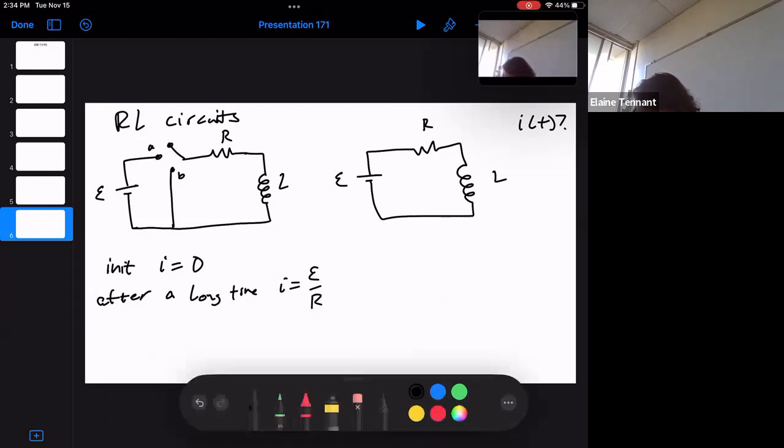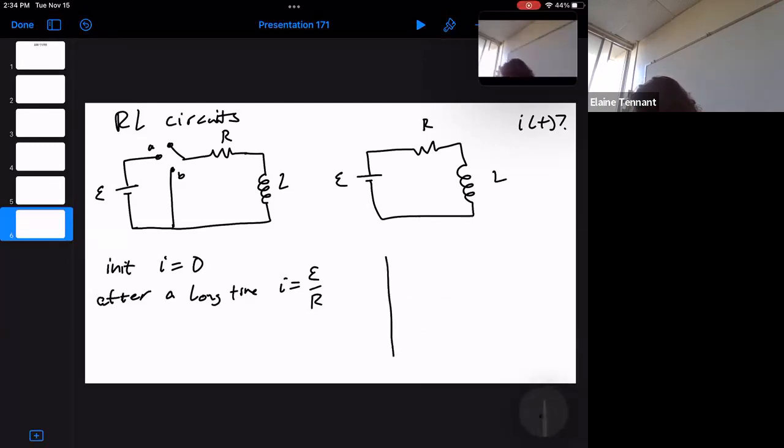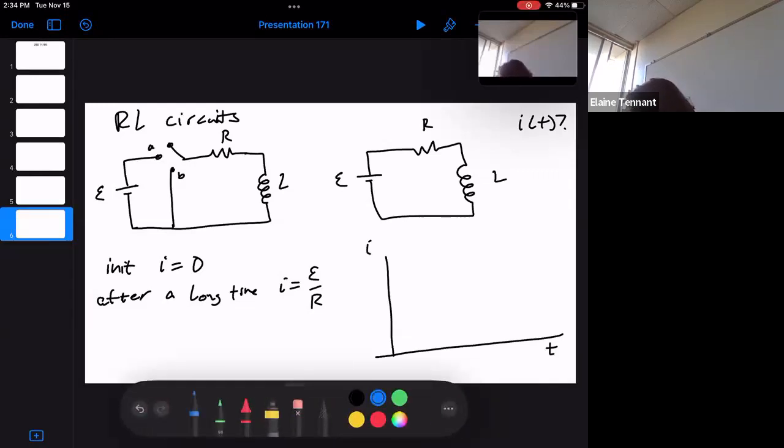Okay, so if I were to draw current with respect to time, I would know that I needed to start down here and end up here after some long time. What sort of graph would you expect this to be? For example, would you expect it to be linear? I like the no. Okay. Would you expect it to look like that?